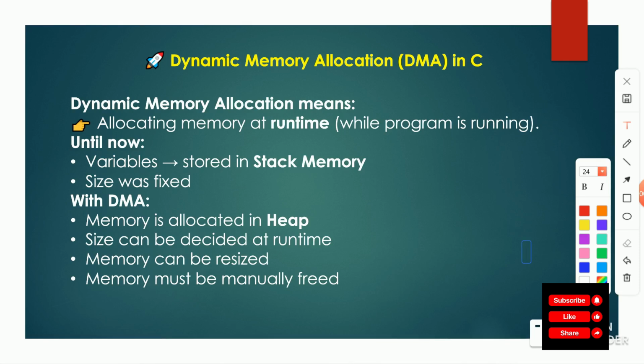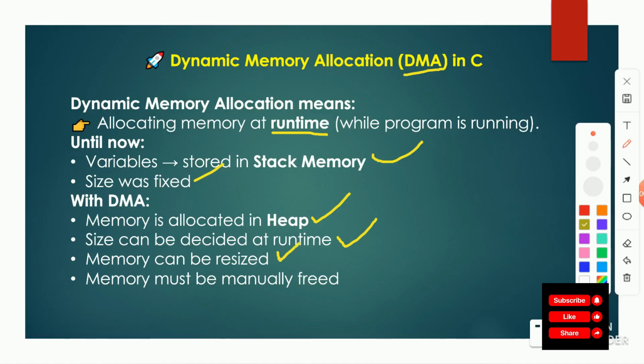So let's start. What is dynamic memory allocation in C programming? Basically, allocating memory at runtime while the program is running. Until now, a variable was stored in stack memory, right, and the size was fixed. But by using dynamic memory allocation, the memory is allocated in heap memory. The size can be decided at runtime and the memory can be resized. Also, memory must be manually freed. This is all about memory allocation in C programming.